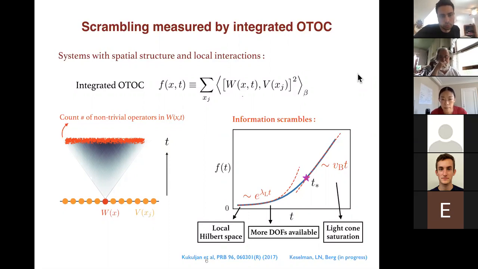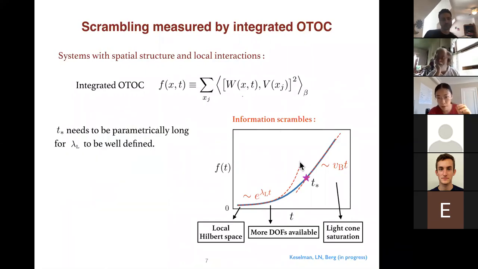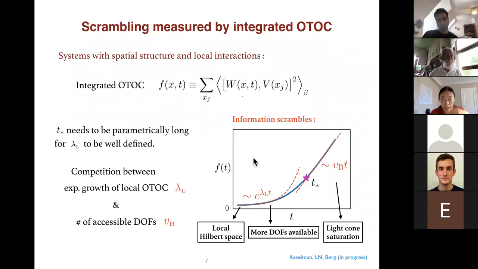Okay. So what we were at is that this is what we expect to see in terms of integrated OTOC in a generic spatially extended system with local interaction and information scrambling. Just to be more specific, we can also define this T star, this scrambling time. We need this T star to be parametrically long enough to see this exponential regime. So what is T star?